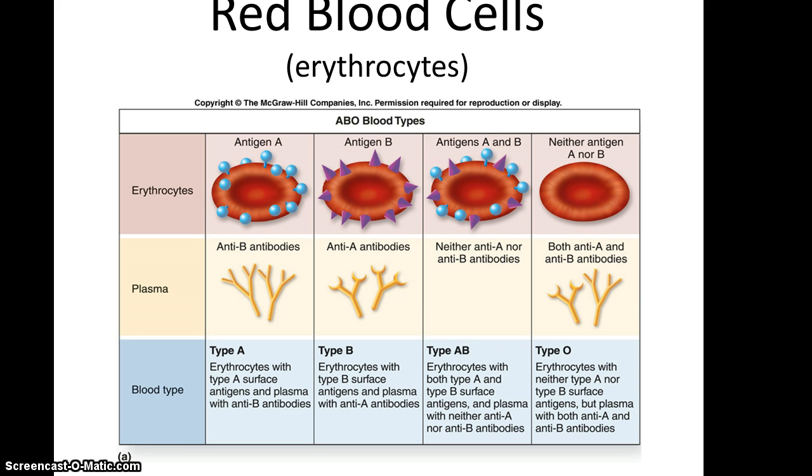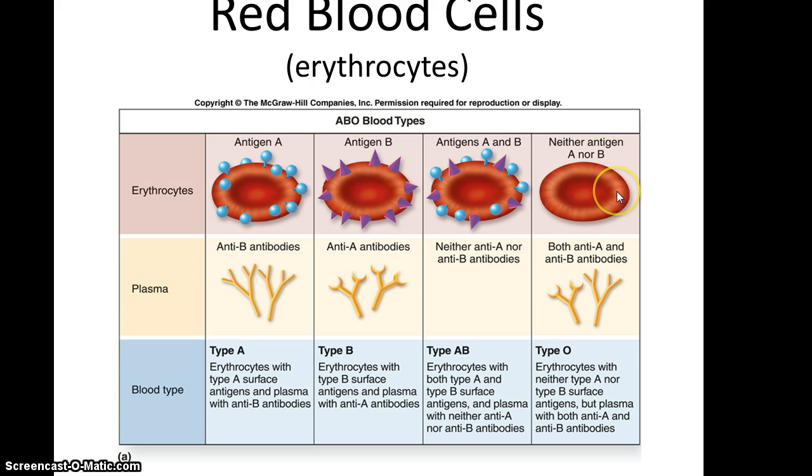So if you have type A, that means you have antigen A on the surface of your red blood cells, and you produce anti-B antibodies that would take out any antigen B carrying red blood cells. And then if you have antigen B, then it's the reverse. And if you have both A and B, then you make no antibodies against A or B because you have both of them on your red blood cells. And if you have neither A or B, that gives you type O.